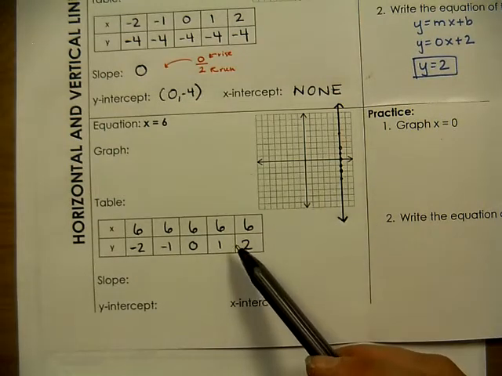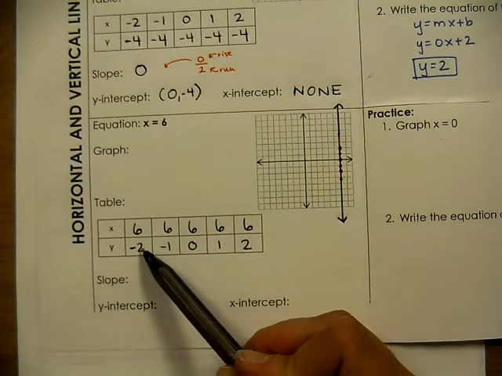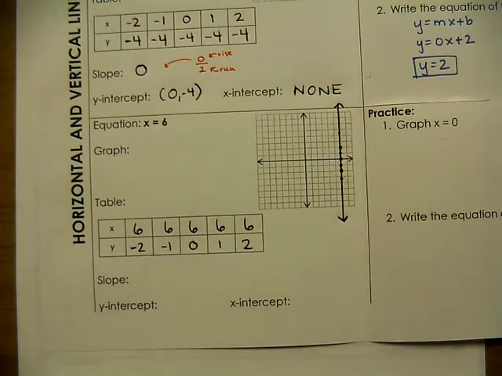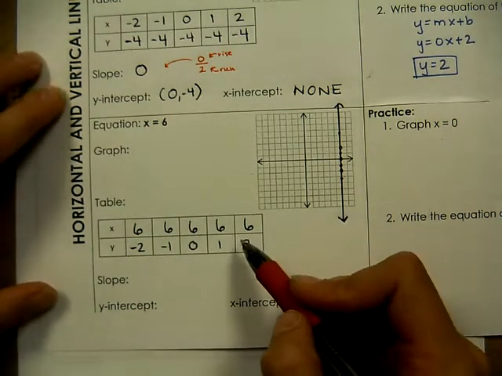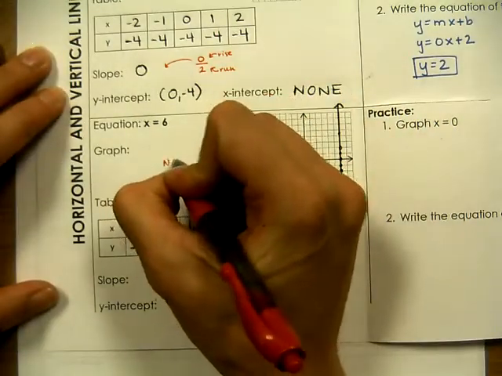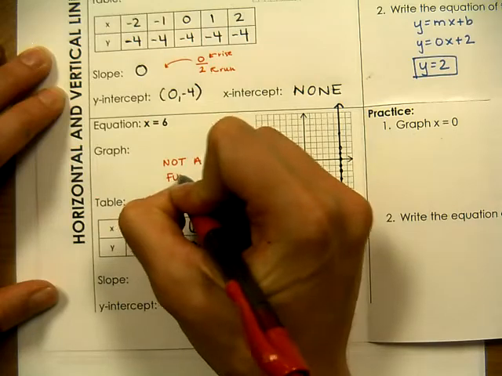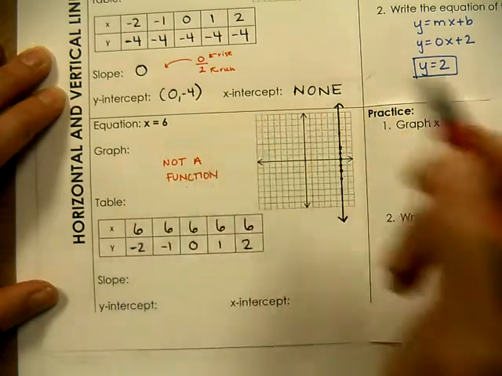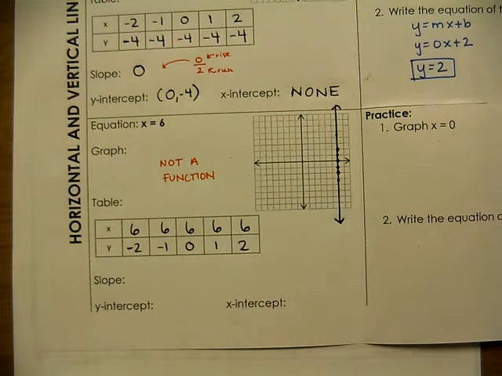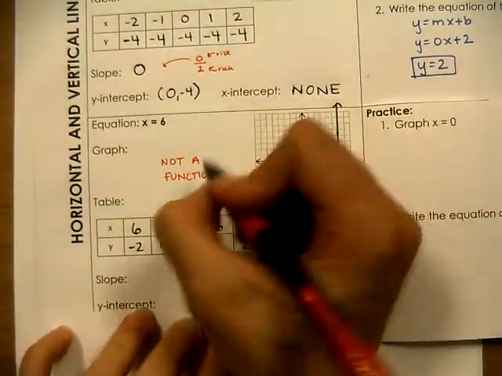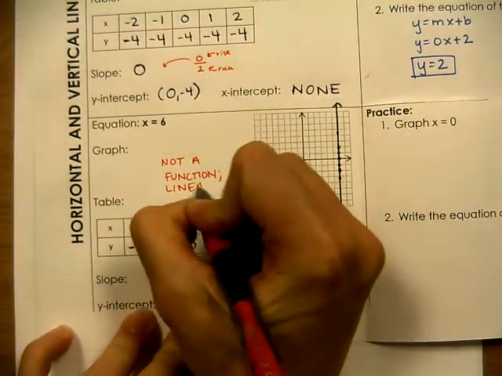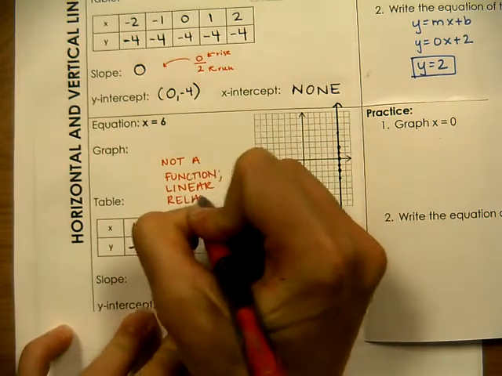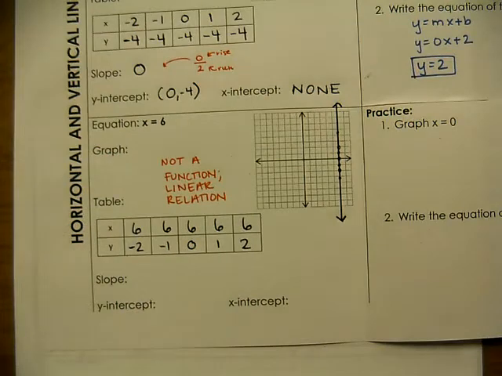When you look at the graph or look at the table, we see that the input of 6 has more than one output. In fact, it has an infinite number of outputs, which tells me that this is not a function. So recall, this line is not a function. Every other equation we've graphed so far has been an equation of a linear function, y equals something. This is not a linear function. This is just a linear relation. So recall the difference between function and relation here.